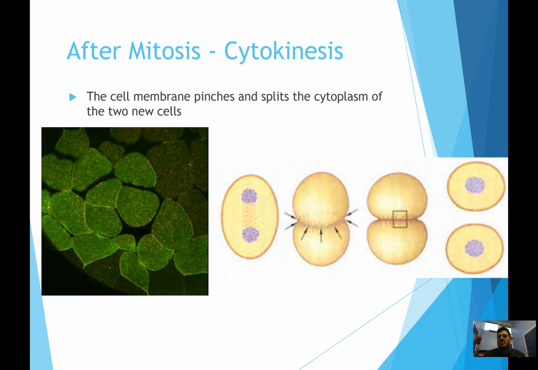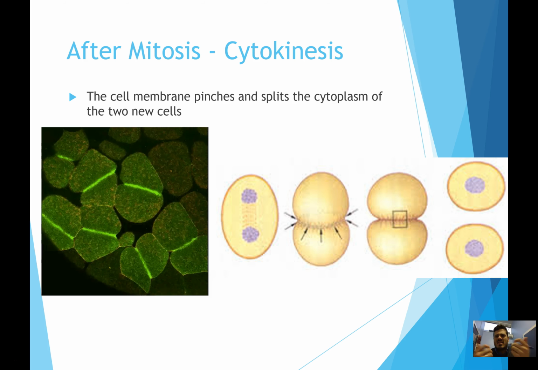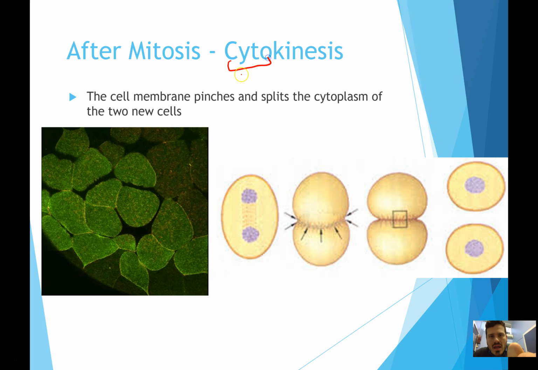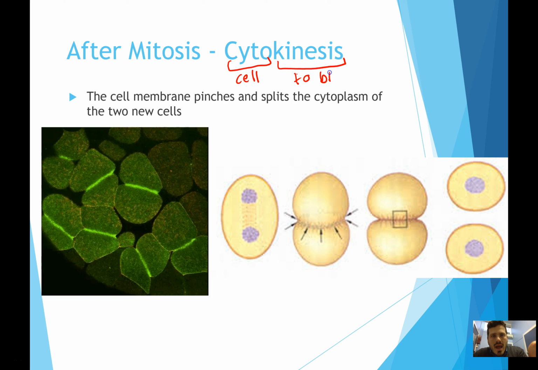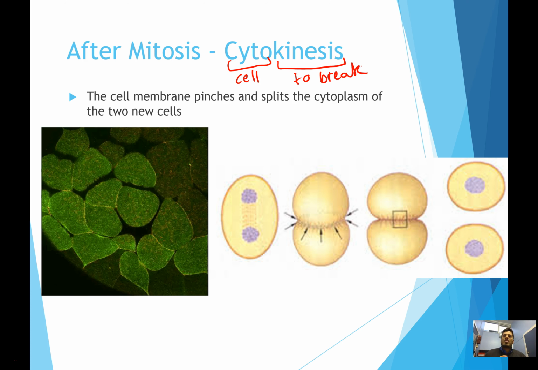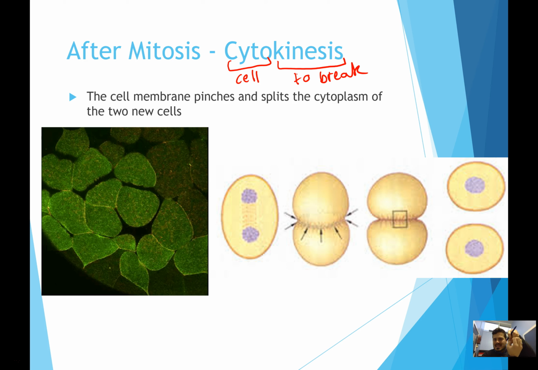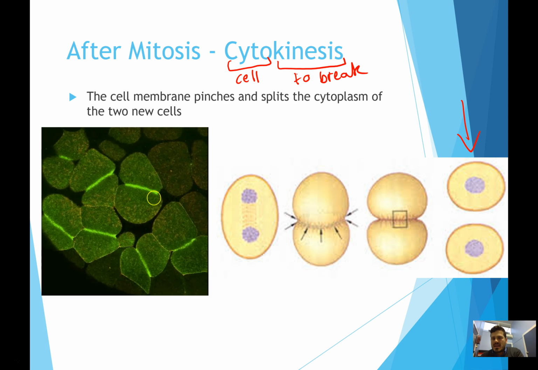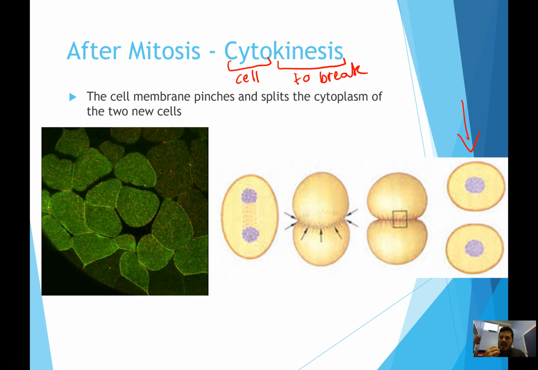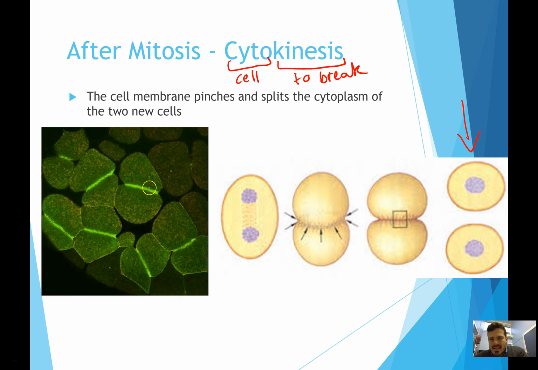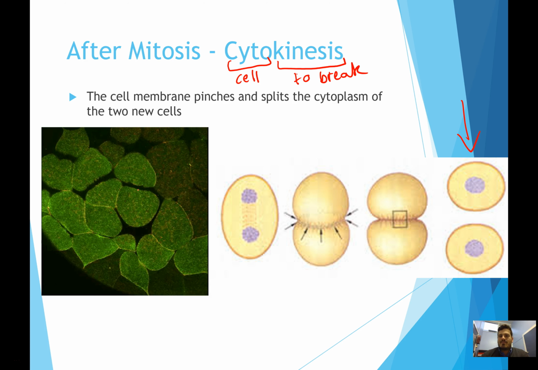Because after mitosis, we have what's called cytokinesis. And what cytokinesis means is cyto comes from the Latin word for cell, and kinesis means to break. So pretty much cytokinesis is the process that breaks a cell. Okay, the cell membrane will actually pinch, all right, and through that pinch, the cytoplasm of each of the cells will separate, and you're going to get two brand new cells, just like you can see here. It's really cool. Radioactively marked cells. You can watch the process of cytokinesis and splitting between two cells.